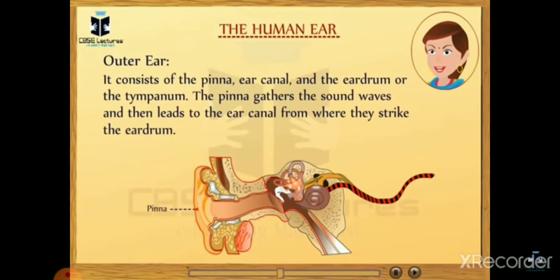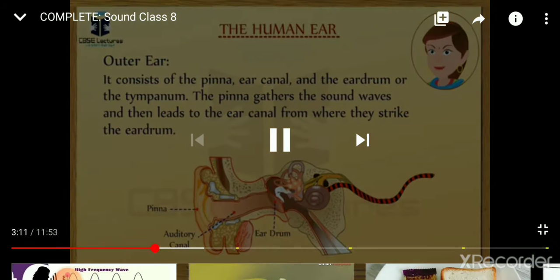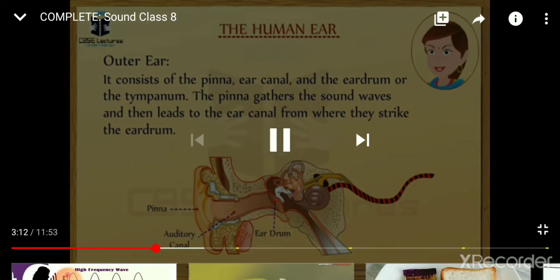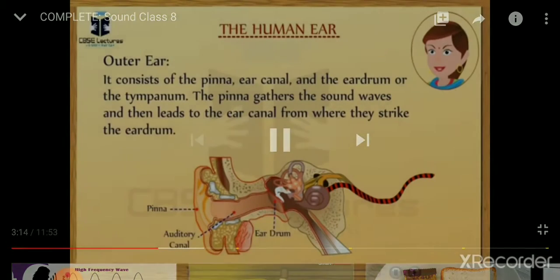It consists of the pinna. You can see the pinna in the animation, and the auditory canal you can see here. It consists of the pinna, ear canal, and the eardrum. The pinna gathers the sound waves and then leads them to the ear canal, from where they strike the eardrum. You can see all this in the animation.